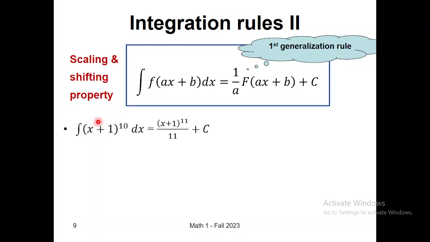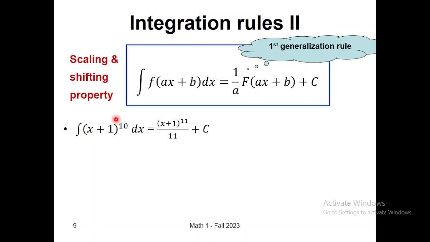Let's start with this simple example. We want to integrate x plus 1 to the power 10. We know that if it is x only to the power 10, the integration is very simple. Based on the integration table, it will be x to the power 11 divided by 11. But now x is shifted. It is x plus 1. The rule says that it is very simple. You have to write the same output, but shifted. The output was x to the power 11 over 11. So now it will be x plus 1 to the power 11 over 11.